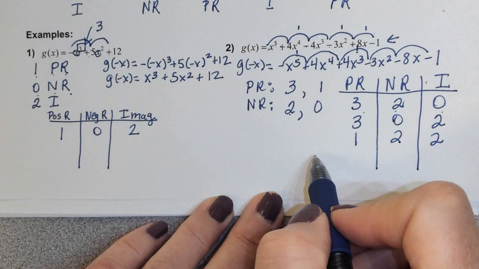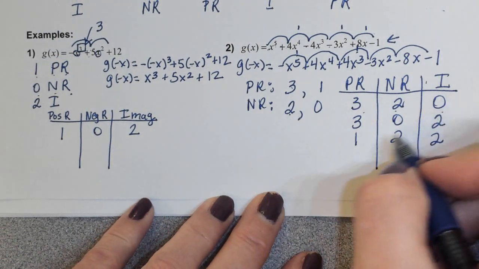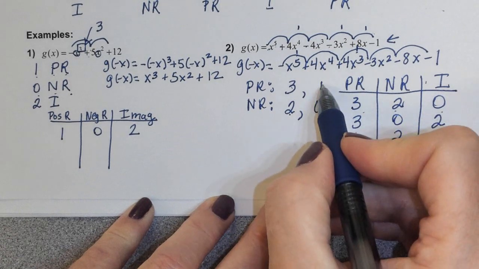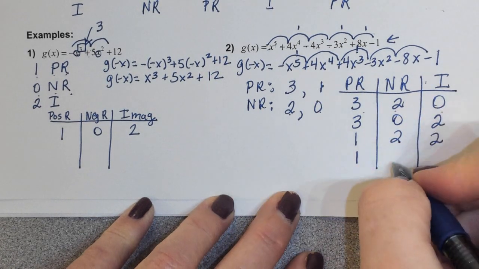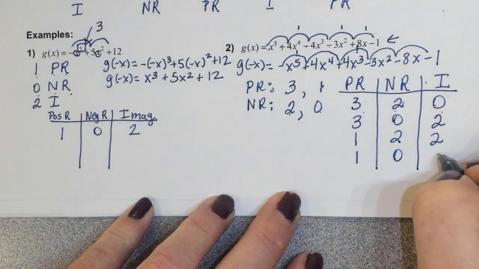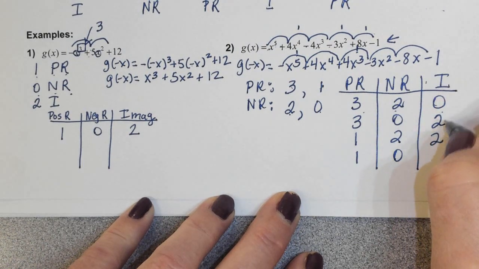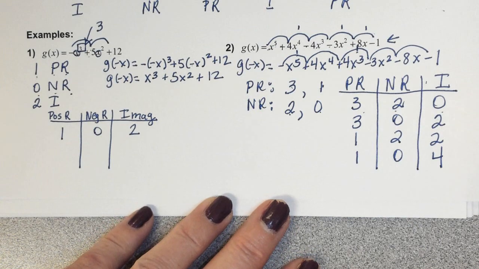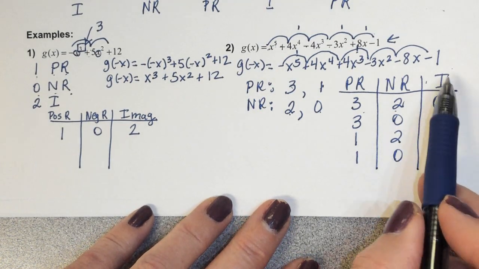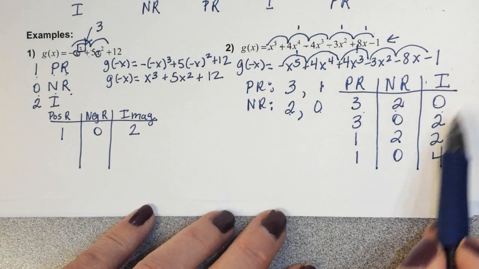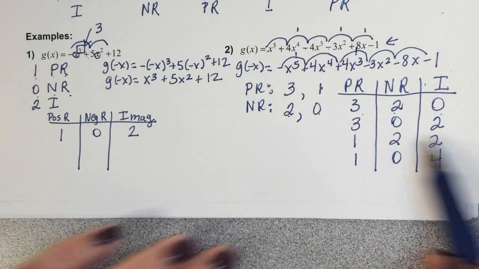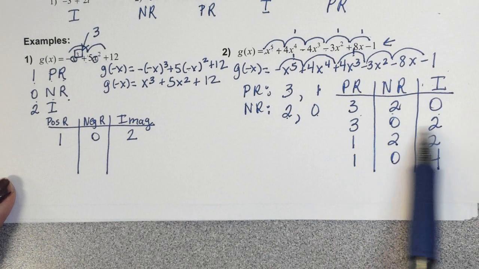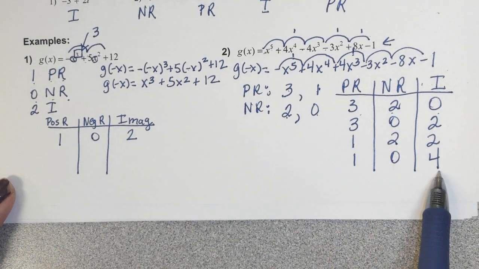The last case is, well, this will be last. I could have 1 positive real, 0 negative reals, and how many imaginary? I could have 4 imaginaries. Zeros. I think I said real. Imaginary zeros, not imaginary reals. All right, so these would be all the possibilities: 3, 2, 0; 3, 0, 2; 1, 2, 2; or 1, 0, 4.